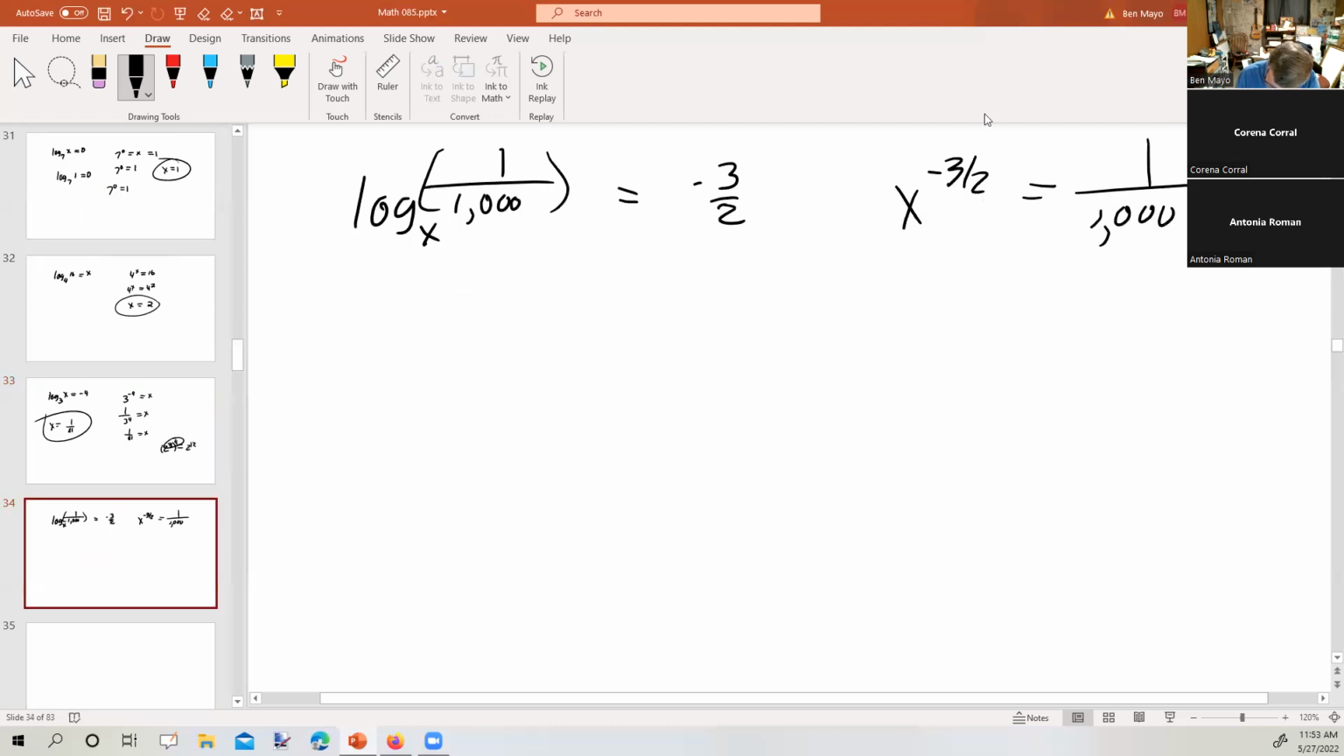So I could take both sides of this equation and raise them to the -2/3 power. Why would I do that? Because now a power raised to a power, we would multiply the exponents. -3/2 times -2/3 would be a +1. So this would be x to the 1 power or just x. Okay.